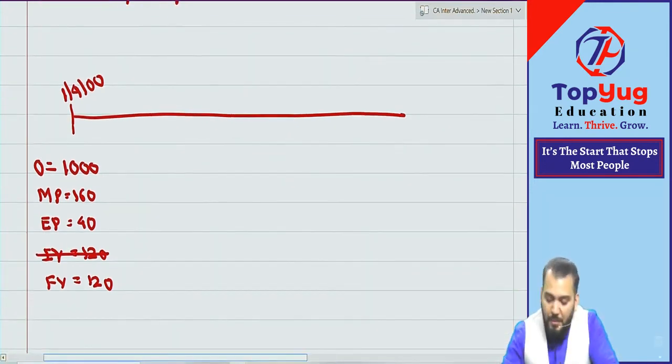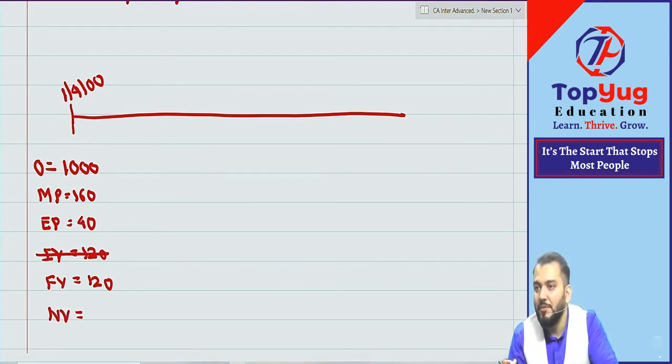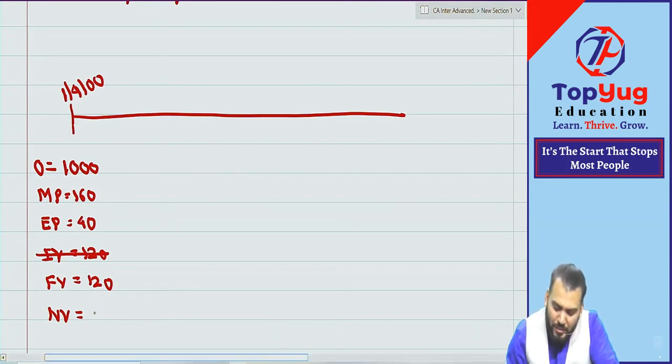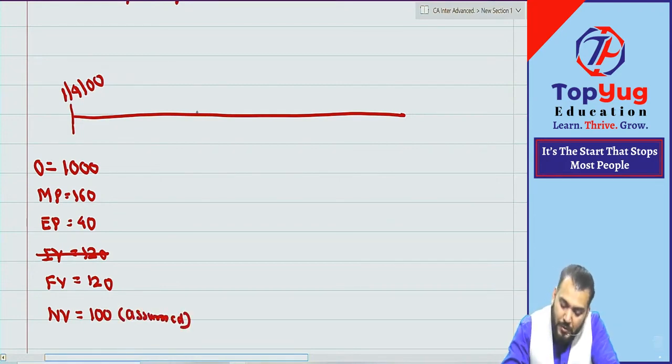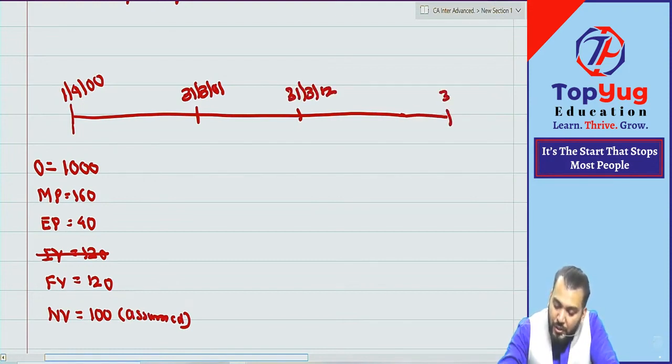Whether they have given the nominal value, the face value, we need to take an assumption. You can assume 100, you can assume 10, it is your choice. Take 100. Then 31st March 2001, 31st March 2002, and this is 31st March 2003.